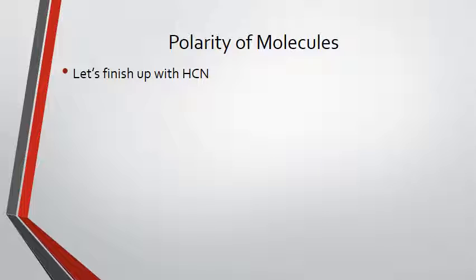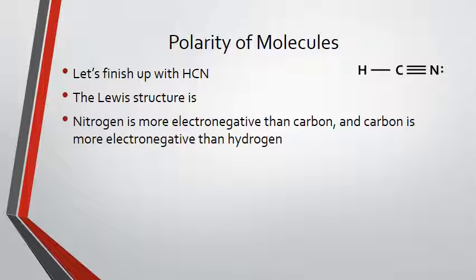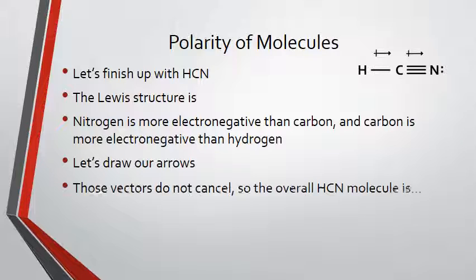Final molecule, hydrogen cyanide, or if it was dissolved in water, it would be hydrocyanic acid. Here's our Lewis structure. Nitrogen is more electronegative than carbon, carbon more electronegative than hydrogen. Here are our polarity arrows. The vectors do not cancel. The overall hydrogen cyanide molecule is polar, with the nitrogen side being slightly negative.